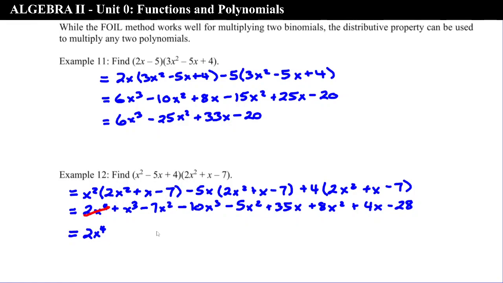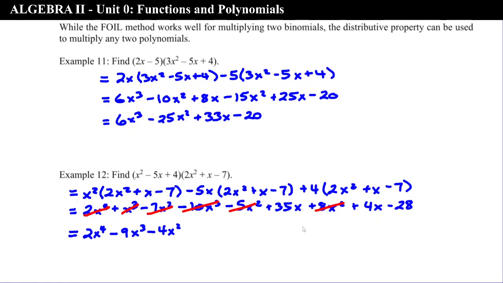So let's look at our x to the third terms. We got x to the third minus 10x to the third, and that's it. Those are the only two x to the third terms. So that's going to end up giving us minus 9x to the third. So we've used those, so we're going to cross those off. Now we're going to go to the x squared terms. We've got negative 7x squared, negative 5x squared, and a plus 8x squared. So when you put all those together, you're going to end up with negative 4x squared. Now we'll cross those off.